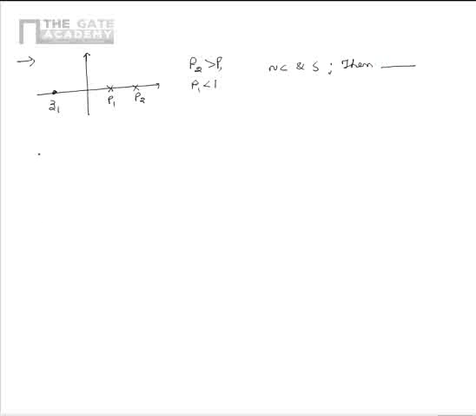From the given plot, we see that P1 is less than P2 and P1 is less than 1. So the possible ROCs of the system are mod z less than P1, P1 less than mod z less than P2, and mod z greater than P2. As the system is non-causal and stable, mod z greater than P2 is not a possible ROC, as in this case ROC is outside a circle.